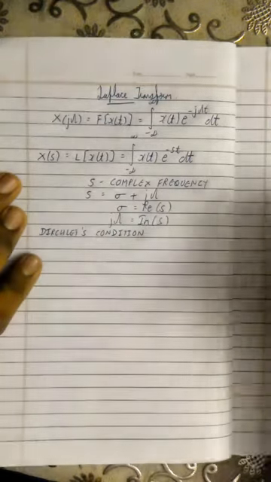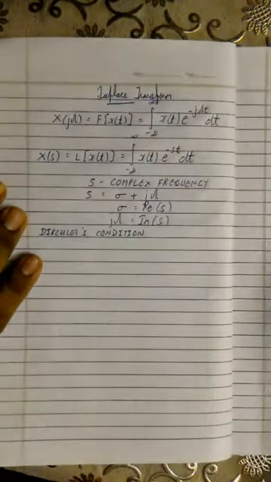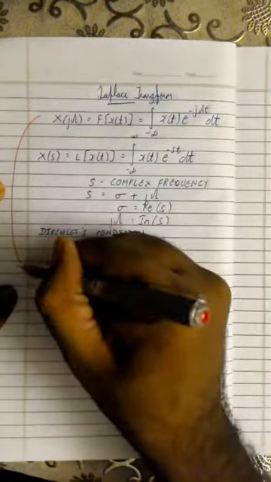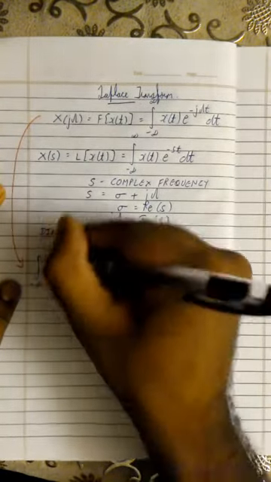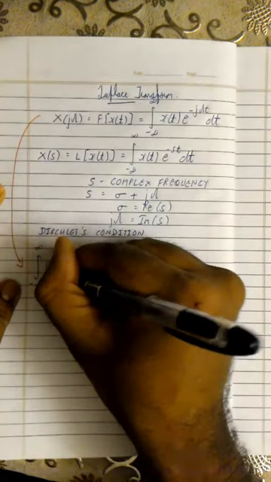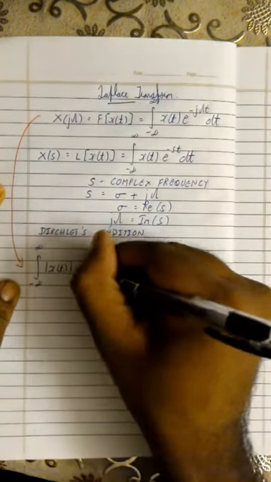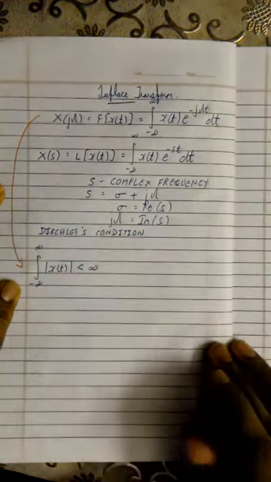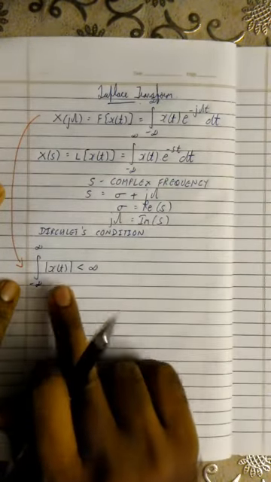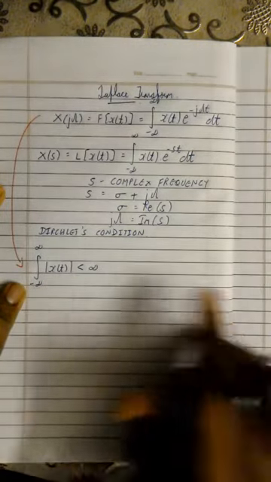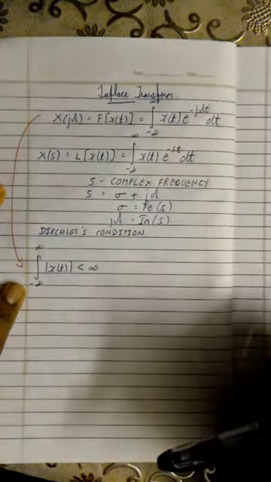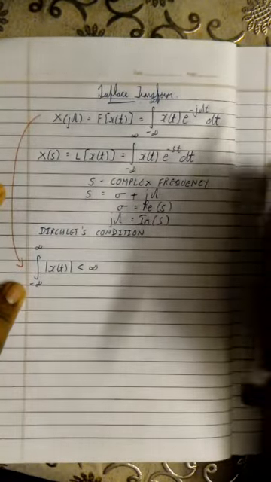So one of Dirichlet's conditions for a Fourier Transform is that the signal must be absolutely integrable. That means the integral from minus infinity to plus infinity of the magnitude of x of t must be a finite value. That is the meaning of Dirichlet's condition. That means the signal must be absolutely integrable. Only if it is integrable is the Fourier Transform of that signal defined. Otherwise we cannot define that Fourier Transform equation.